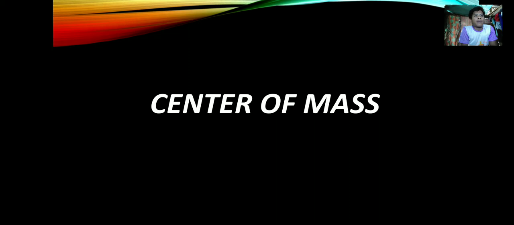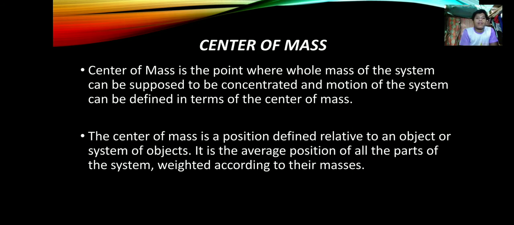Now let's talk about the center of mass. The center of mass is the point where the whole mass of the system can be supposed to be concentrated, and the motion of the system can be defined in terms of the center of mass. The center of mass is a position defined relative to an object or system of objects. So it is the average position of all parts of the system, weighted according to their masses.